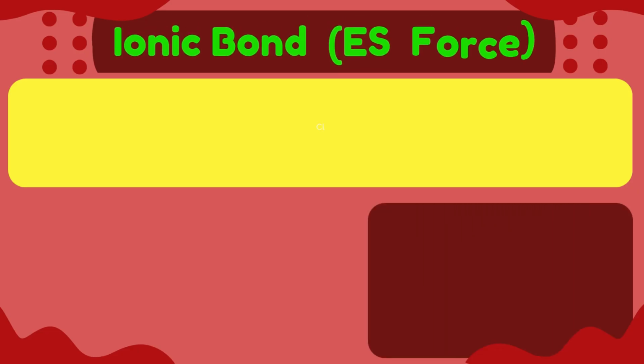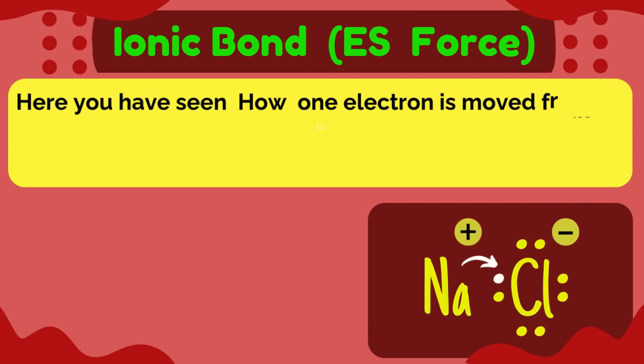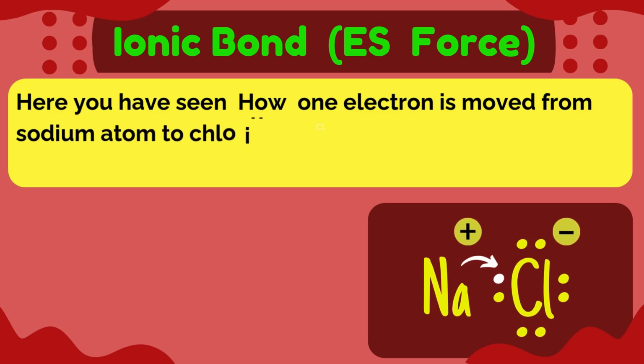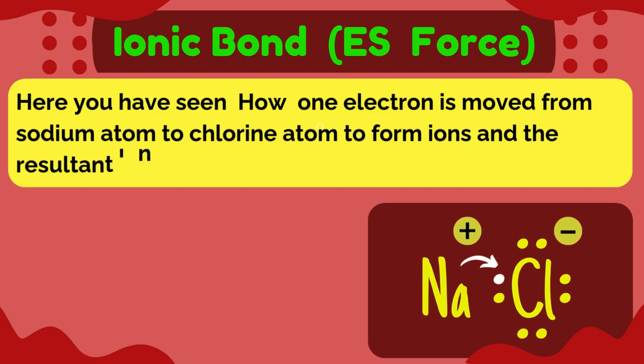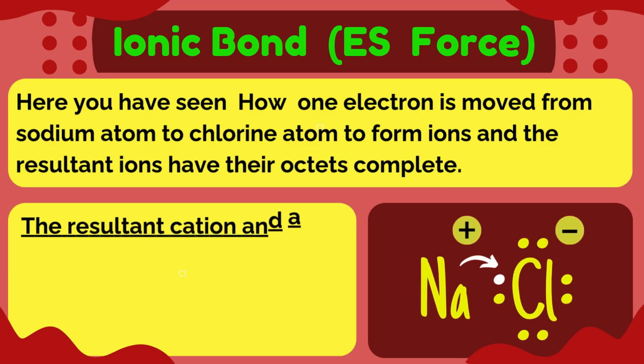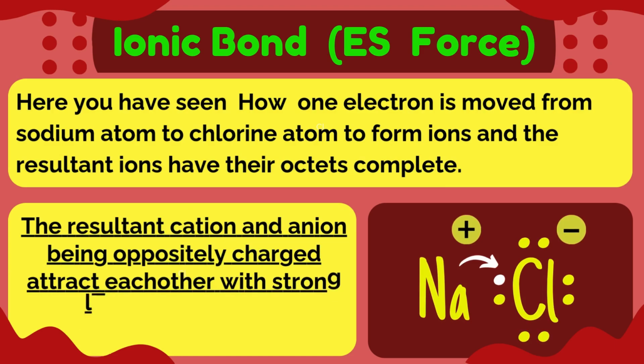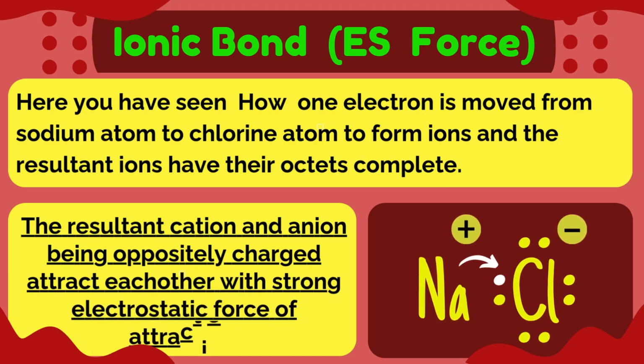The ionic bond is the electrostatic force of attraction. Here you have seen how one electron is moved from the sodium atom to the chlorine atom to form positive and negative ions. The resultant ions have their octets complete. The resultant cations and anions, being oppositely charged, attract each other with a strong electrostatic force of attraction.